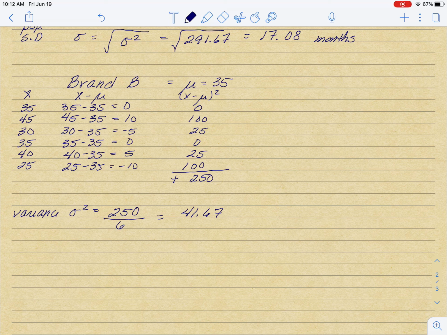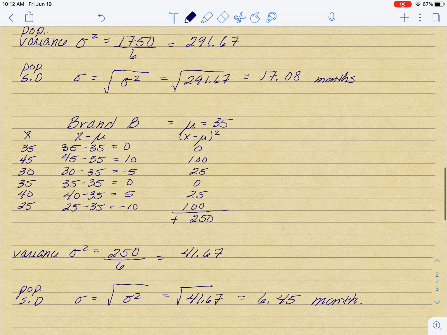All right, so that's our variance, but we really kind of want our standard deviation also, because it's a better interpretation of the difference between the mean and the data points, because it's in the same units as our population. So population standard deviation, which is sigma, is the square root of sigma squared. So that's the square root of 41.67. And that's 6.45 months.